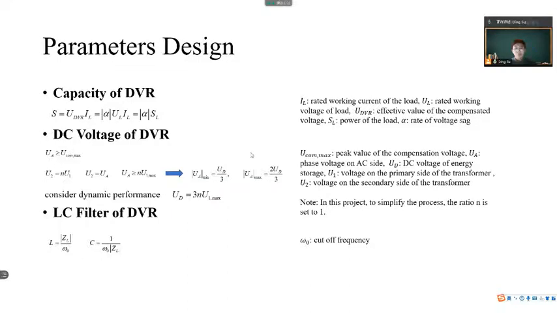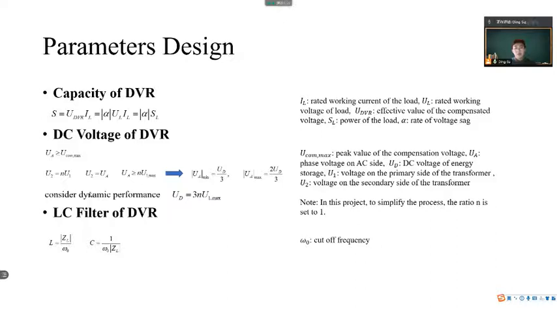Assume U1 is the voltage on the primary side of the transformer, and U2 is the voltage on the secondary side of the transformer. We can get U2 is equal to N product U1, and U2 is equal to UA. That is, UA is larger than or equal to N product U1 maximum.